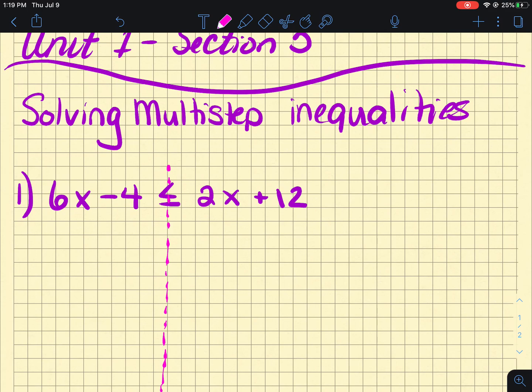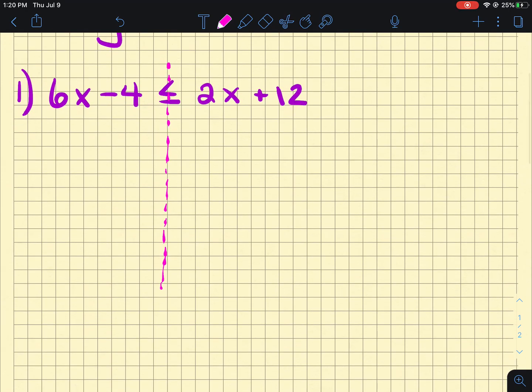The first step is to see, is there anything that needs to be distributed or any denominator that needs to be cleared? In this case, there's neither, so I'm going to go to step 2. Step 2 is there anything on each side that can be simplified before we start moving things from side to side? In this case, there's not, because 6x minus 4 can't go together and 2x plus 12 can't go together. So I'm really on to step 3. And step 3 is to make sure that we get the x's together. We add or subtract things to get things on the same side.